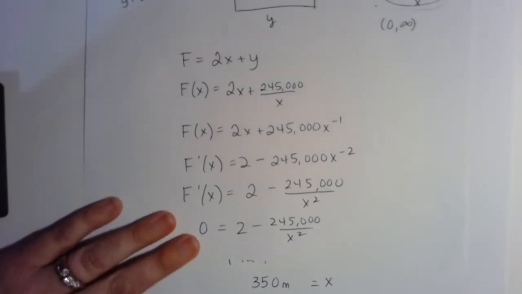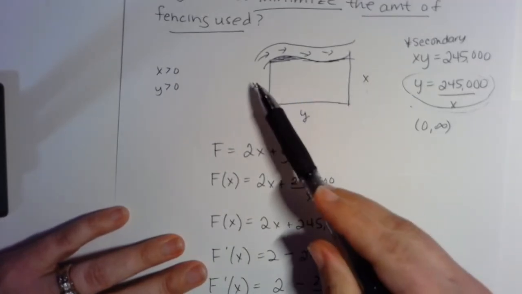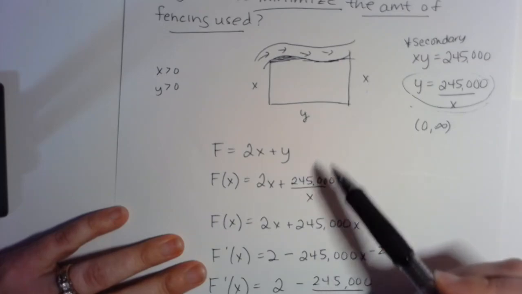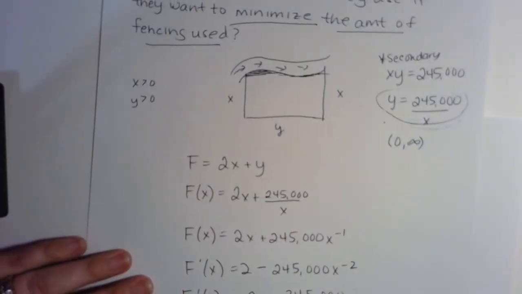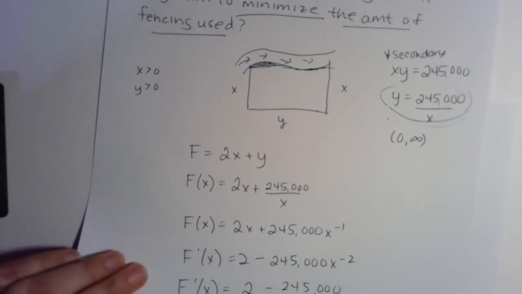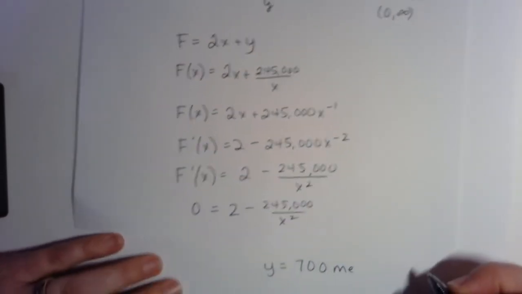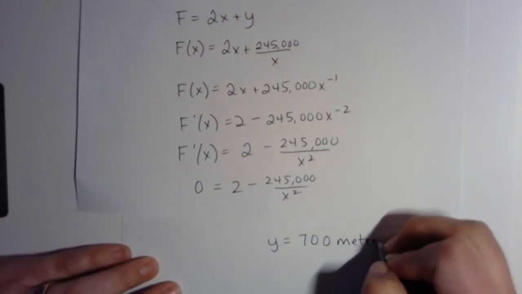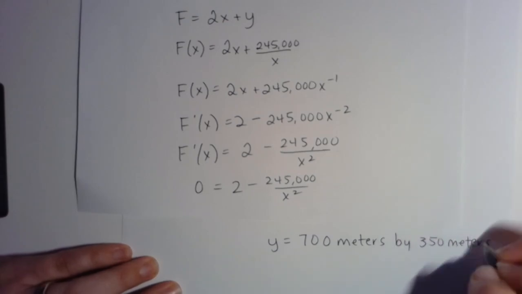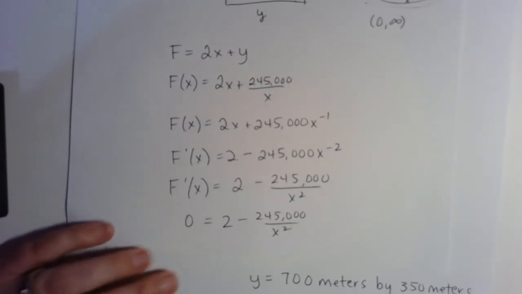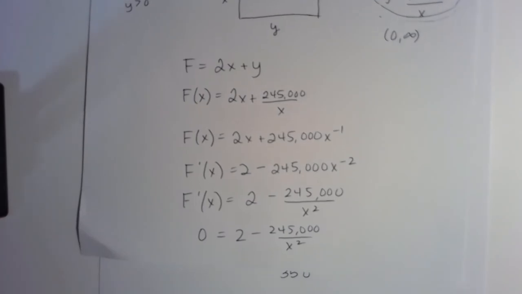Okay? So now if you had your x and your y switched, if you had these as y and this is x, then you would have gotten y equals 350 and x would be 700. But regardless, the dimensions are 350 by 700. So basically I have 700 meters by 350 meters. And that's my optimizing.